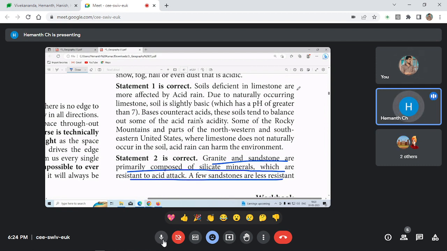Soil deficient in limestone is more affected by acid rain. Due to naturally occurring limestone, soil is slightly basic, with a pH greater than 7. Bases counteract acids, so these soils tend to balance out some of the acid rain's acidity. In some of the Rocky Mountains and parts of the northwestern and southeast United States, where limestone does not naturally occur in the soil, acids can harm the environment.